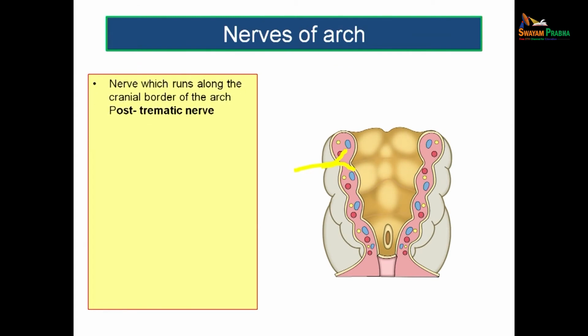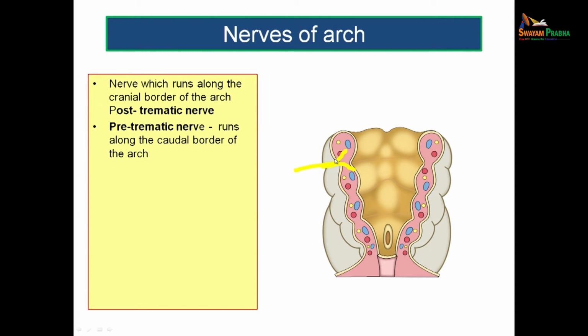Now I would like to comment something about the nerves of the arches. Nerves actually run along the cranial border as well as along the caudal border of the arches. When you take this single arch, you can see that this is the cranial border of the arch. Cranial border means the border lying closer to the head. This is the caudal border. So if you take this second arch, this is the cranial border. The nerve which runs along the cranial border of the arch is known as the post-trematic nerve, and the nerve which runs along the caudal border.